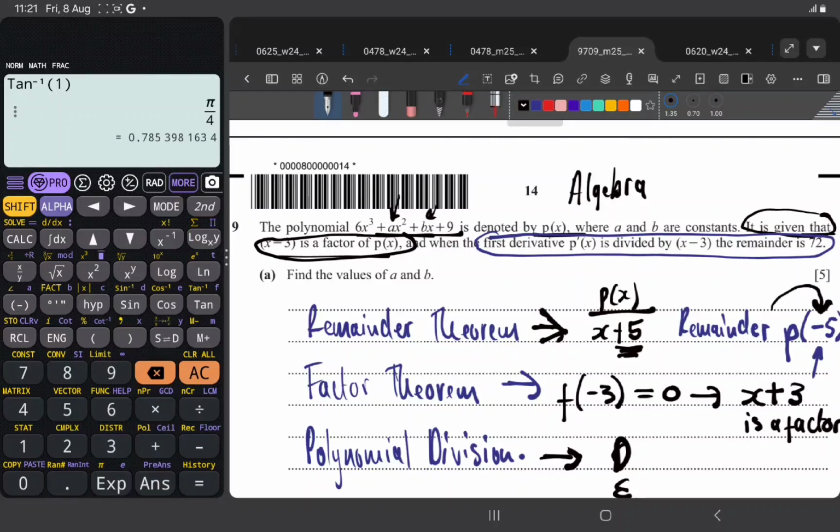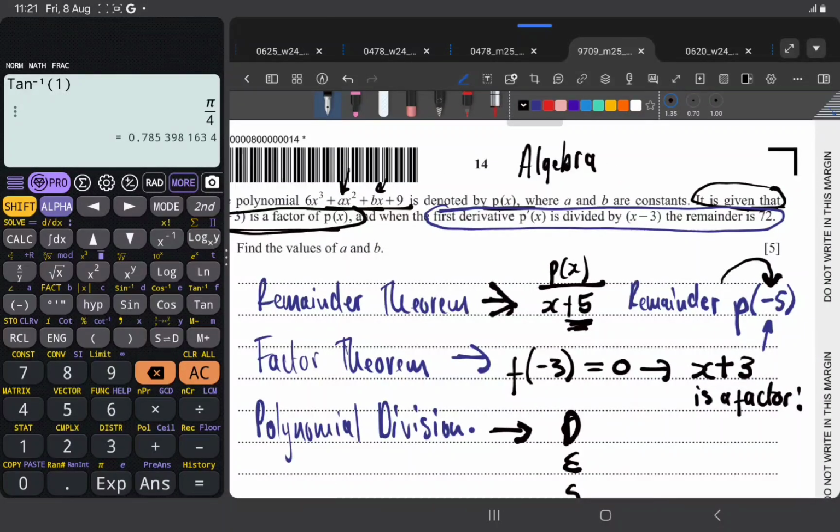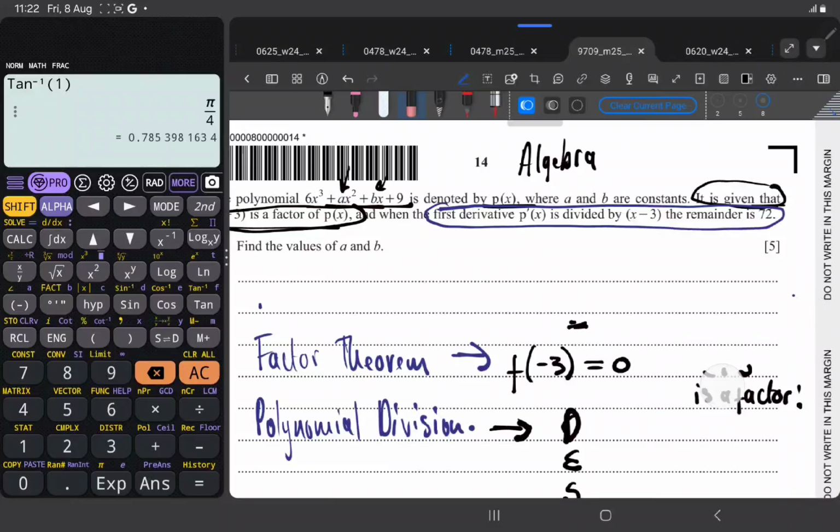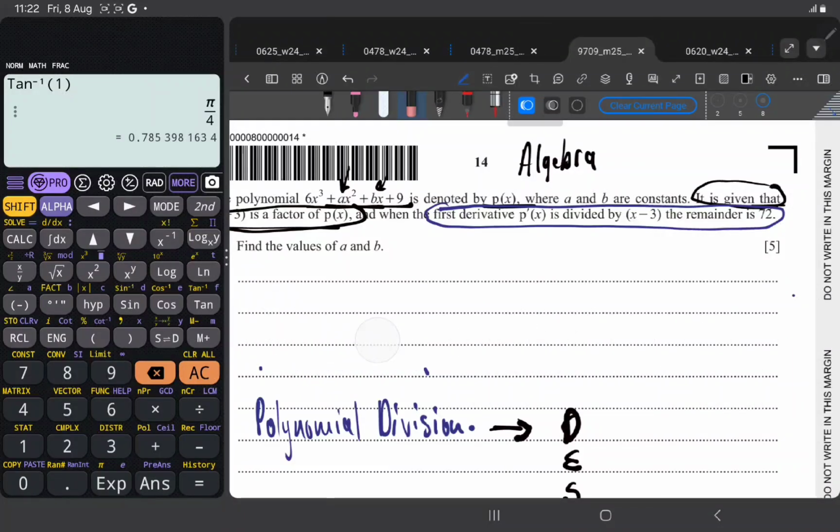To get the remainder, if I'm dividing by x plus 5, I will put in p of negative 5. If I get f of negative 3 being 0, then x plus 3 is a factor. That's the factor theorem, kind of. Polynomial division is DES. Let's see the question now. Remember, these statements are key. I told you, convert statements to maths.